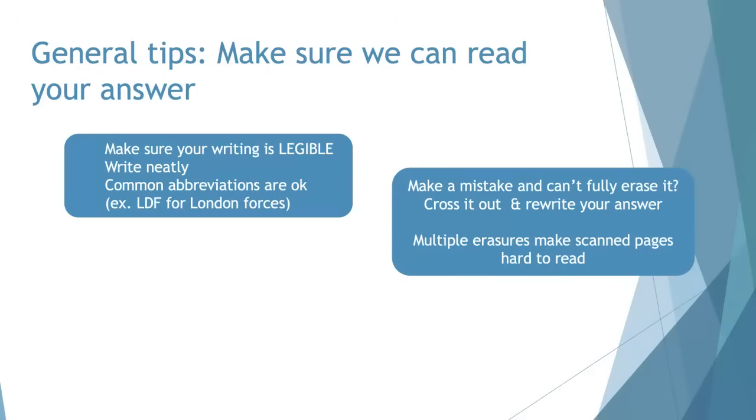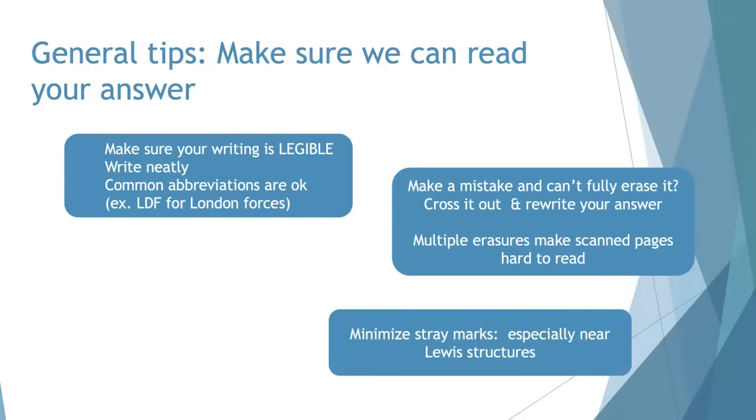If you've made a mistake in your answer and you can't erase it cleanly, or you're writing in ink, cross it out and rewrite your answer. If you have a lot of erasures on your page, it makes it very hard to read them. We only see the scanned pages. All the pages from your book are going to get scanned and they get sent out to the readers. If there are lots of erasures, it makes it hard to read. That's especially important when we're trying to look at Lewis structures. If you've got a lot of stray marks or a lot of erasures around Lewis structures, was that a line? Was that a dot? What's going on? Try to make sure that you're doing that as little as possible in terms of lots of erasures.